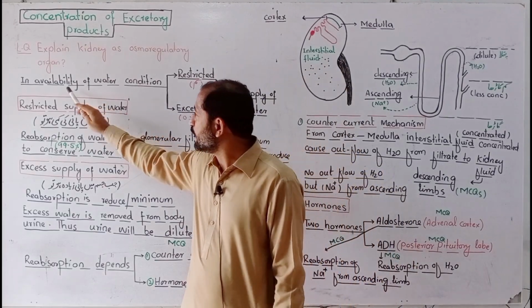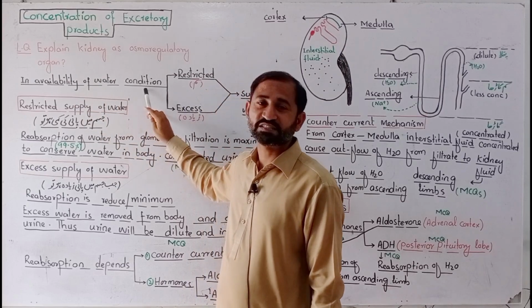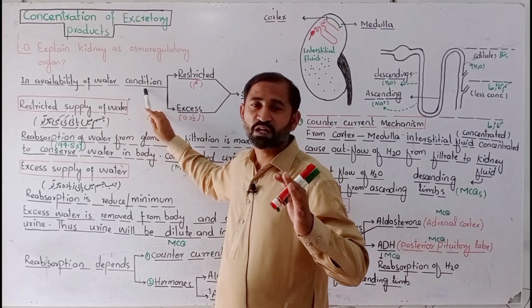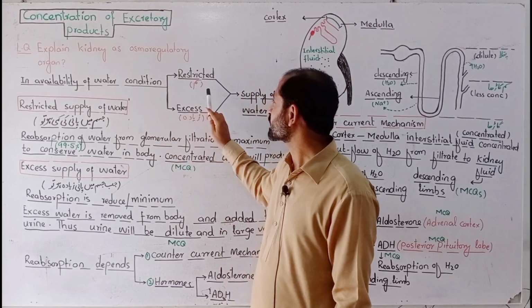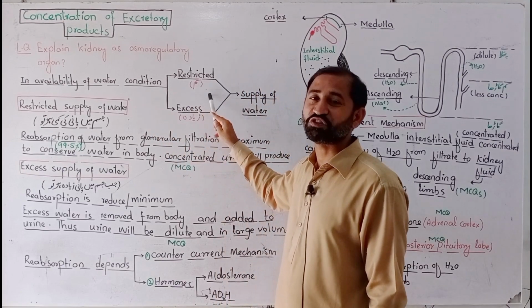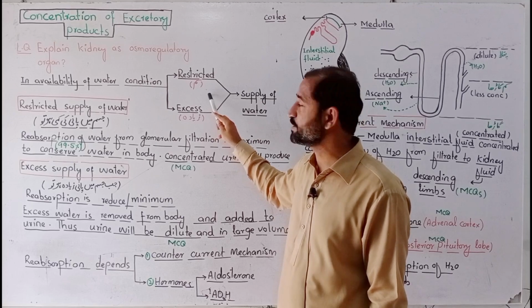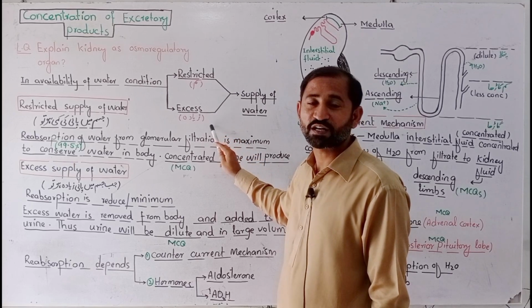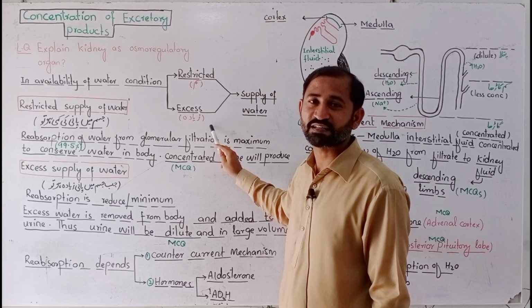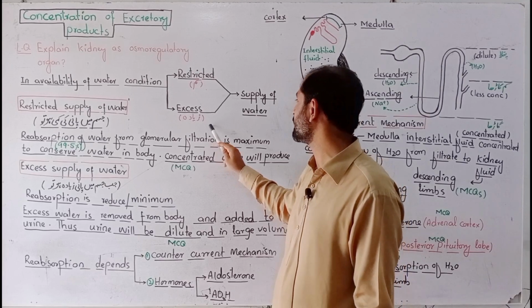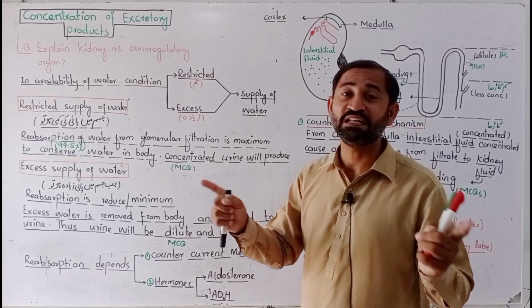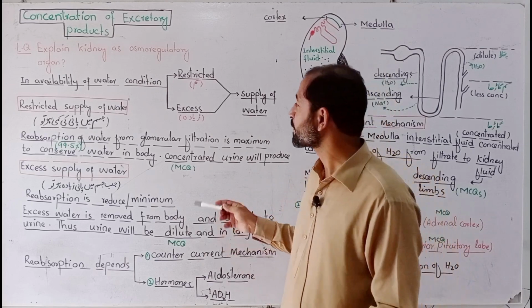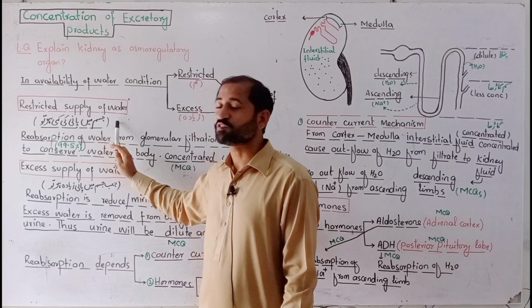On the availability of water, there are two situations. If the water supply is restricted, meaning shortage of water. And number two, if the water supply is in excess, meaning extra water is present. Then there are two different mechanisms to deal with this situation of the body. Number one, restricted supply of water.